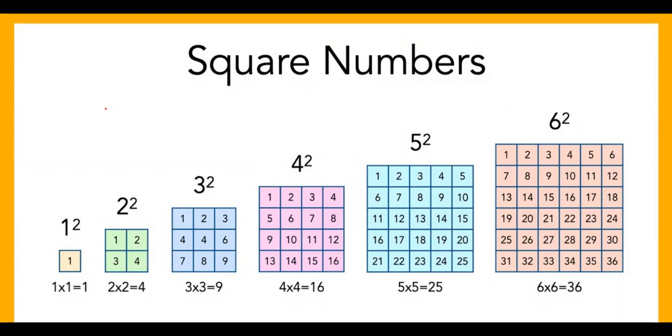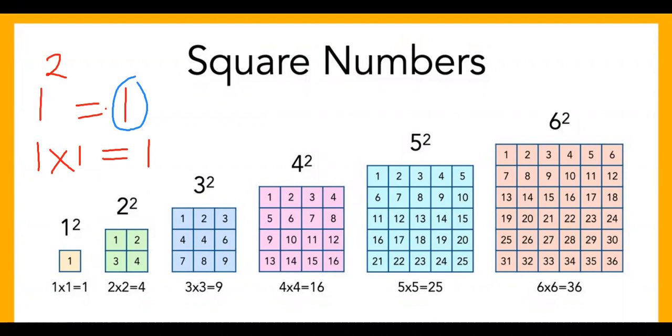Let's take, for example, 1. You can use your calculator, take 1, and raise it to the power 2. 1 squared is going to give you a 1. Or if you don't want to say 1 squared, you can say 1 times 1. 1 times 1 is going to give you a 1. So the answer that you get is our square number.